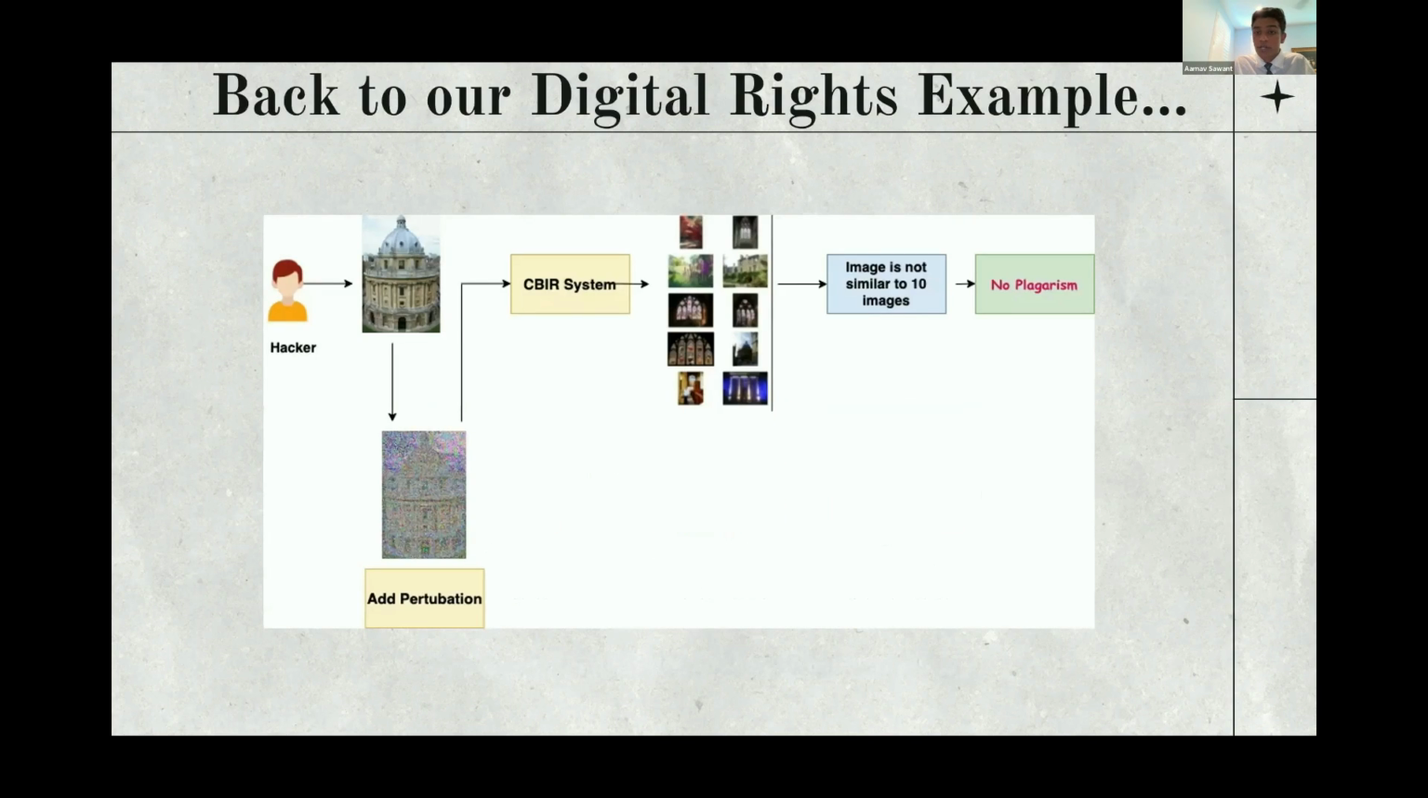So back to our digital rights example, this is exactly the goal of this project: for an attacker to be able to add this input perturbation to the input image. And then when he passes this image with this noise added, we'll get a set of 10 completely different images back. And in the case of this digital rights management situation, the person wouldn't be able to tell that this image is plagiarized, and it would be marked as no plagiarism.